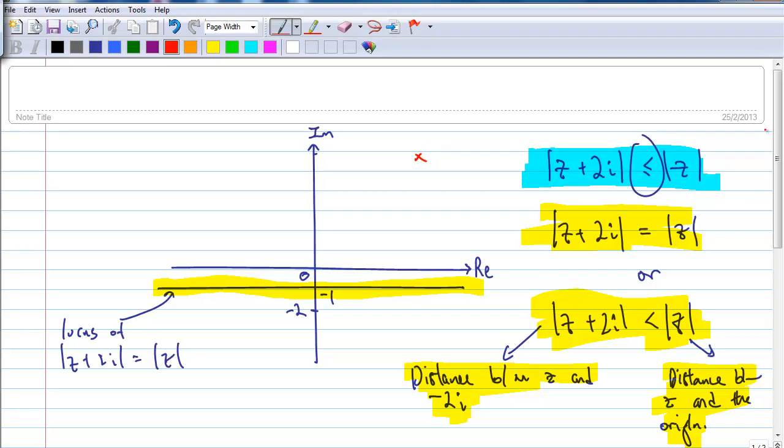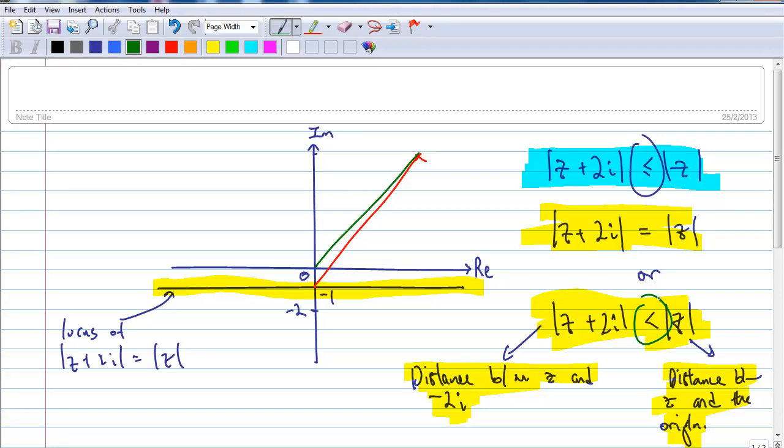Then what is the distance between z and minus 2i? That distance can be given by this line here. Okay, and what is that distance? Let's use different color. Okay, between z and the origin, that distance can be given by this line here. Now clearly the red line has a longer length than the green line. Okay, so if the red line has a longer length than the green line, then this inequality does not hold. This inequality becomes a bigger than sign.